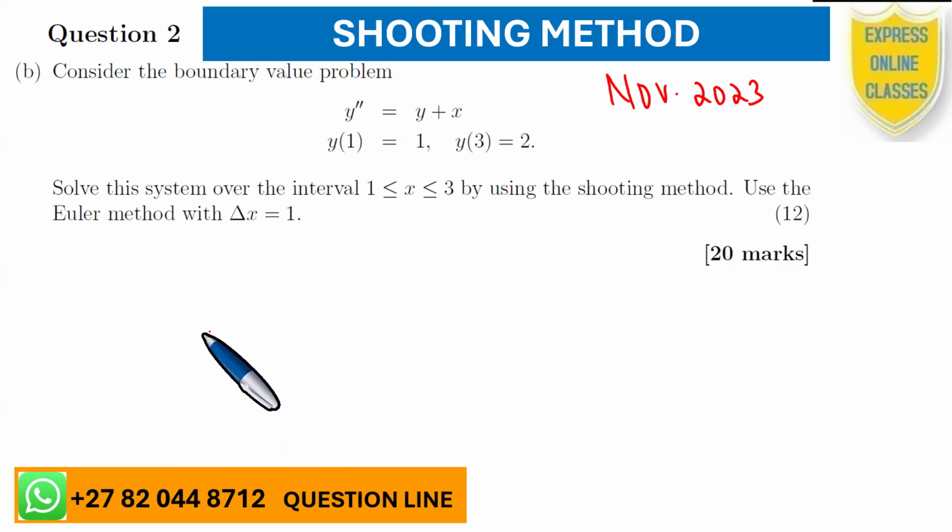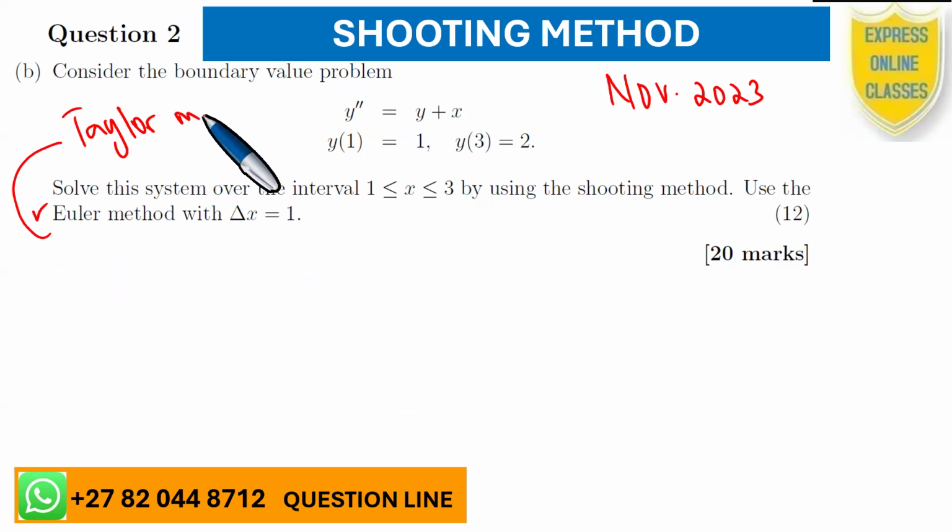So use the Euler method with delta x equal to 1. What do you mean by Euler method? By Euler method, we mean Taylor of order 1. Taylor method of order 1. Provided, obviously, we're looking at the modified Taylor. So this is what you call Euler method.